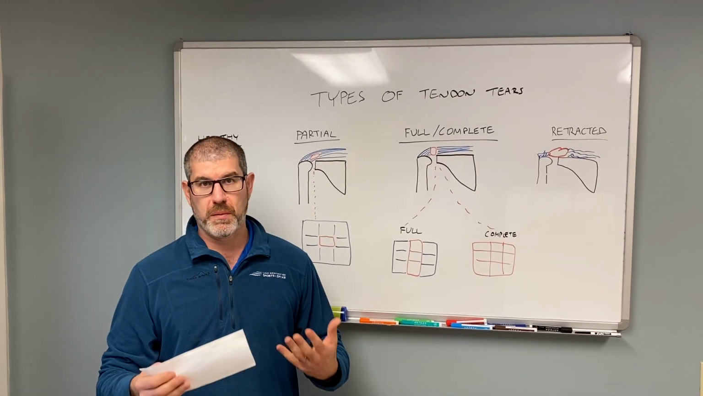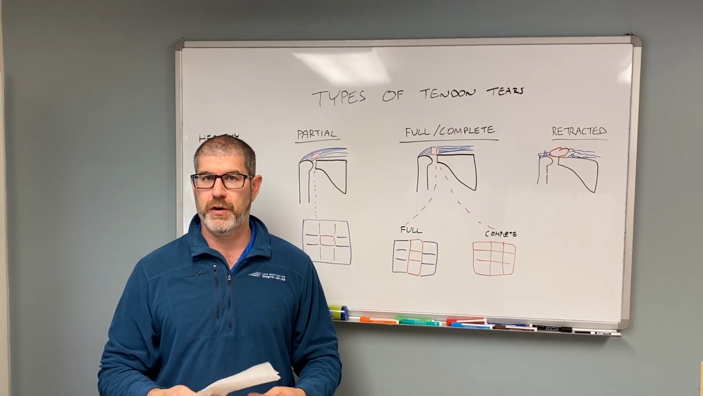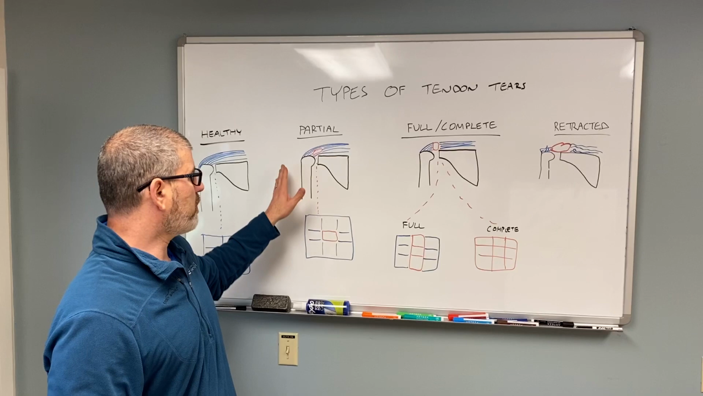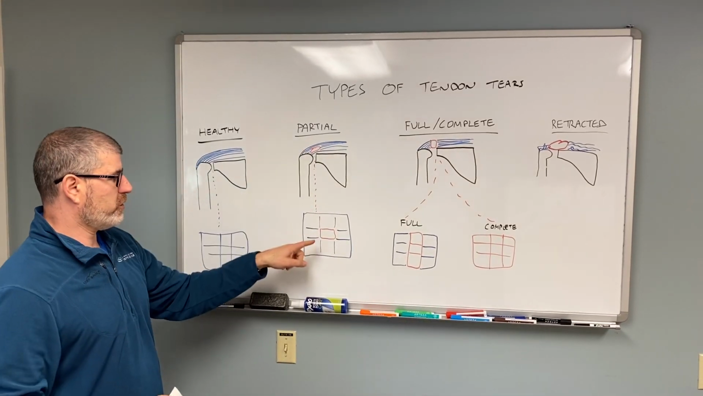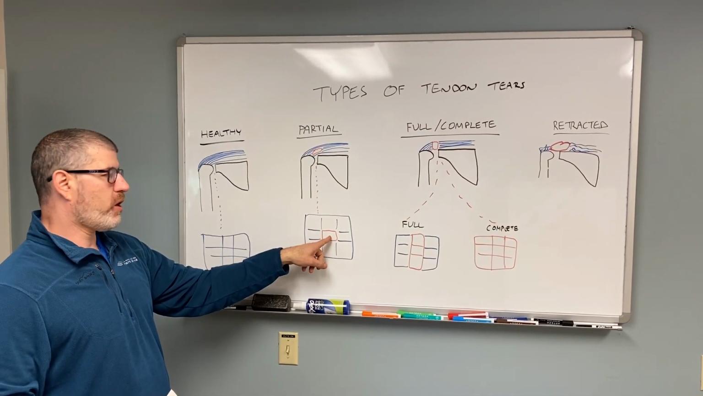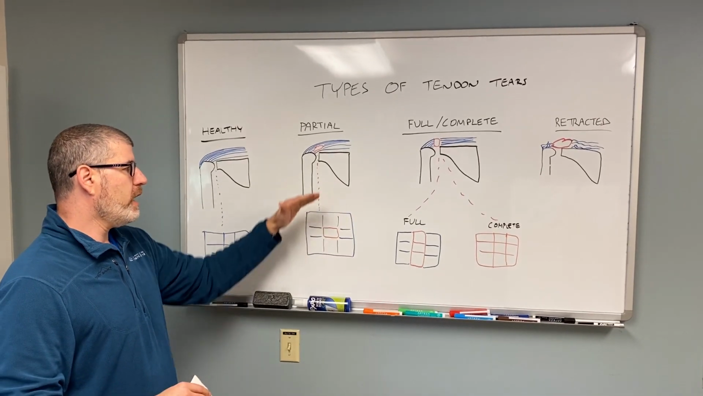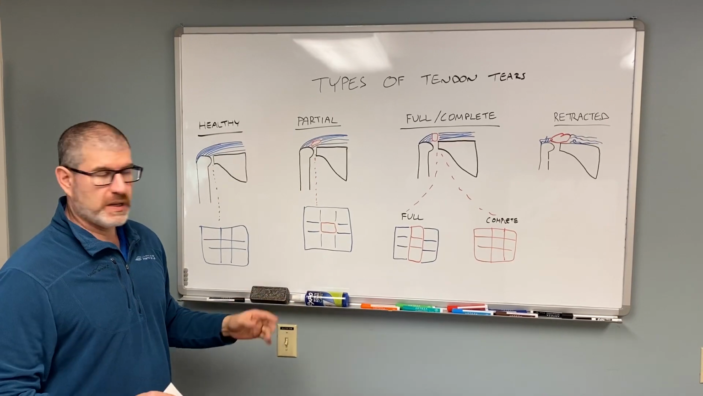Sometimes these tears are bigger than other ones, but it's not torn all the way through. That would be called a high-grade partial thickness tear. So that's a partial tear. And what this is trying to show is in the cross-section, you have this part here that is torn, but the other fibers, both in parallel and both above and below, are intact.